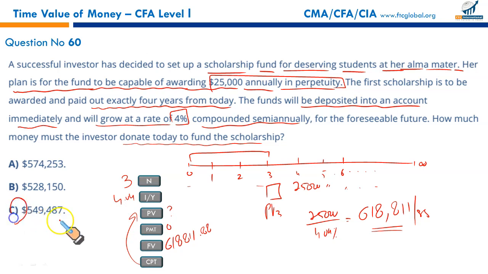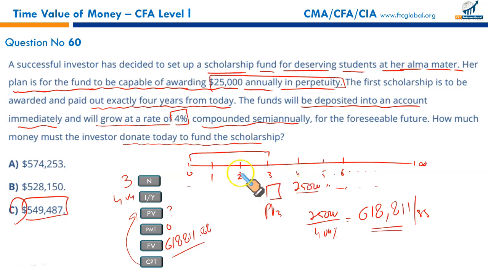It's 549,487. This would be the present investment now, which will accumulate to 618,811 at the end of the 3rd year, and this will start the 25,000 withdrawal for eternity.